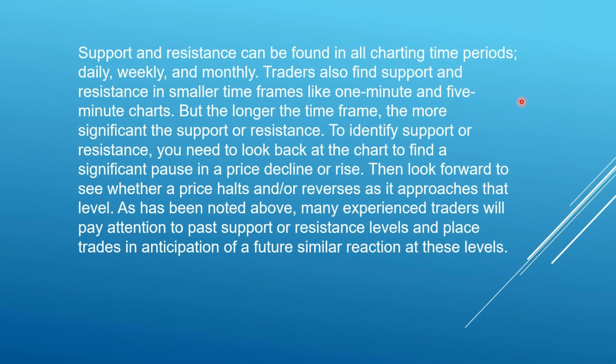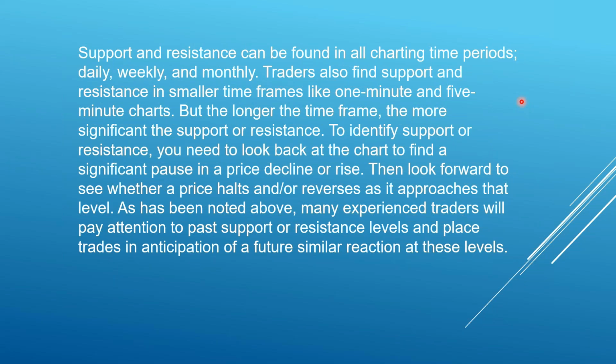Support and resistance can be found in all charting time periods. This is very important. You can use this on a daily, weekly, and monthly chart, which are long-term charts. You can also use it on a 1-minute or 5-minute chart. The concept is the same, but the longer the time frame, the more significant the support or resistance level will be. So a daily support and resistance is stronger than a 1-minute or 5-minute support and resistance. To identify these levels, you need to look back at the chart to find a significant pause in a price decline or rise.